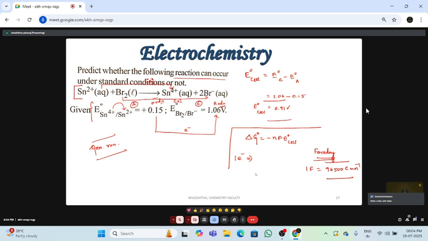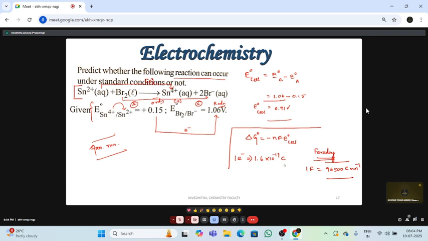What is the charge of an electron? Yes, Sendamil Chelvan's answer is right: 1.6 into 10 power minus 19 coulomb. So the charge of one electron is 1.6 into 10 power minus 19 coulomb.